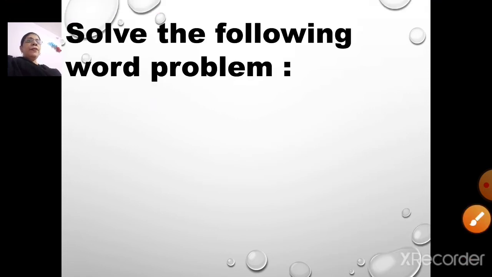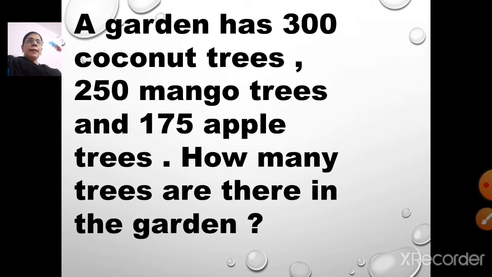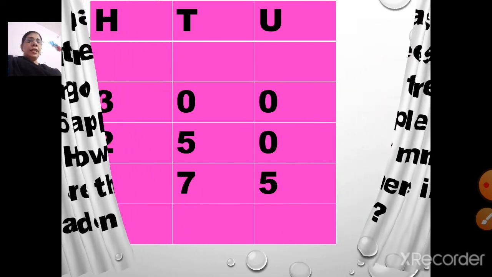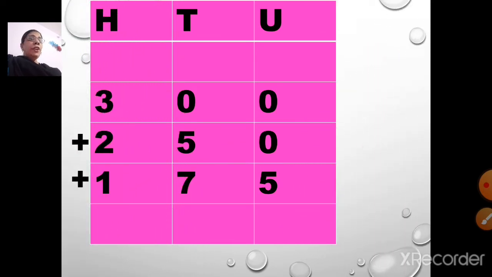Next. Now solve the following word problem. Children, this word problem topic I explained to you yesterday in the session, so let us do it one more time. A garden has 300 coconut trees, 250 mango trees and 175 apple trees. How many trees are there in the garden? The teacher taught you yesterday how to do a word problem. First, you are going to make a column of HTU, that is hundreds, tens and units. Then you are going to arrange the numbers according to their place values.